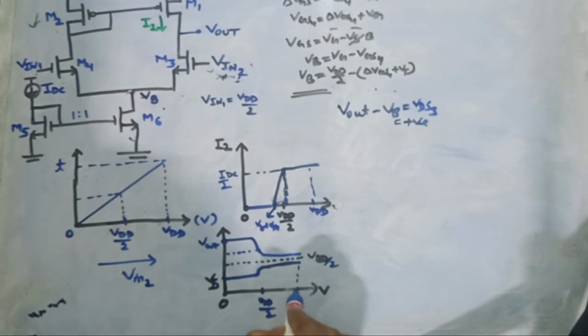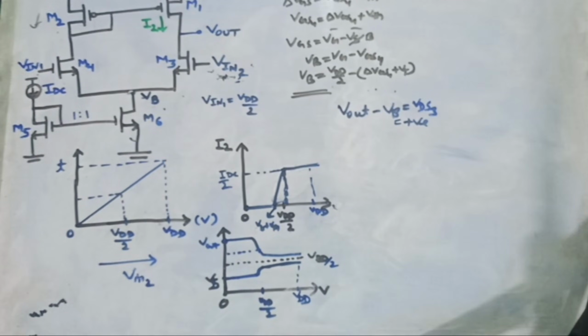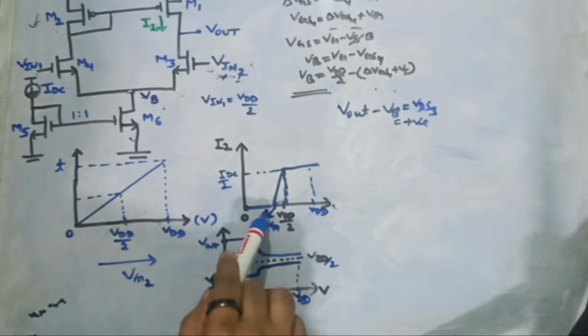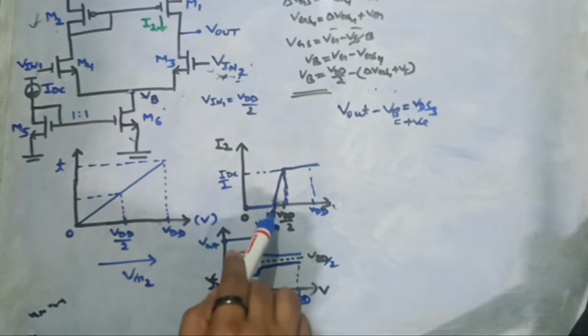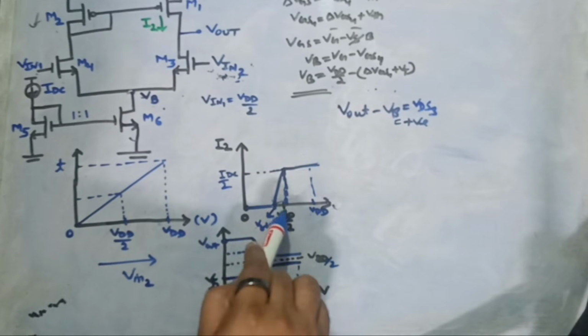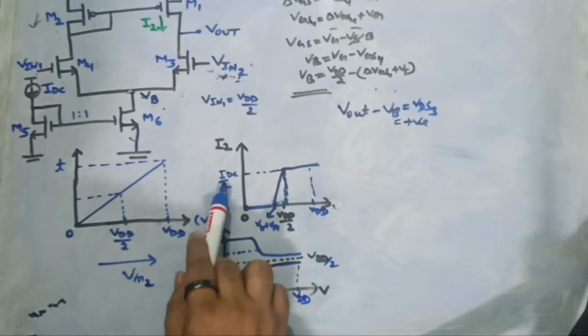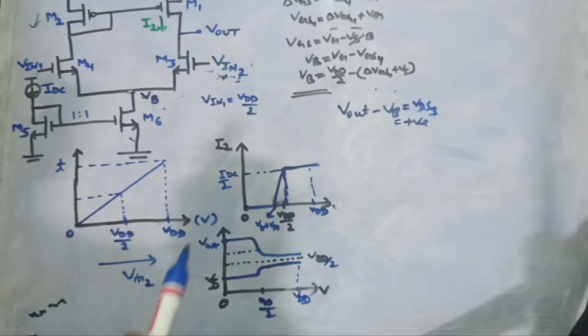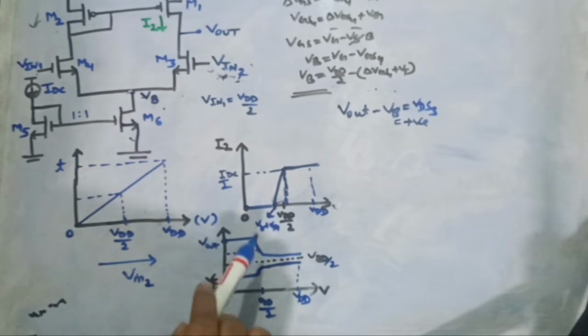So this is at VDD. So these are the three waveforms which were asked in this question. One was current I2, which we have drawn. It was 0 initially, then from VB plus VT, it started to rise. At VDD by 2, it is exactly equal to IDC by 2, and then it is the same throughout the voltage change. And if I talk about Vout, it was initially at VDD.